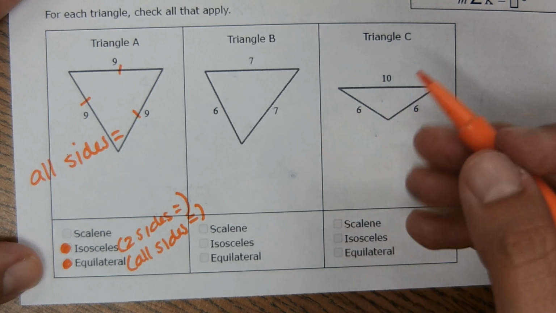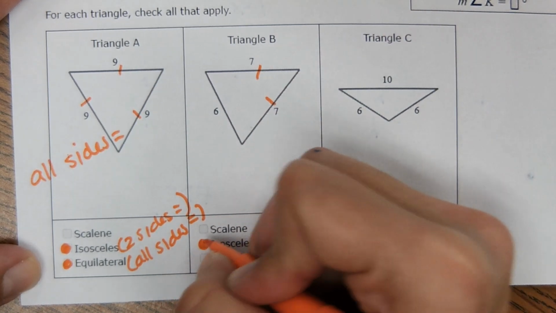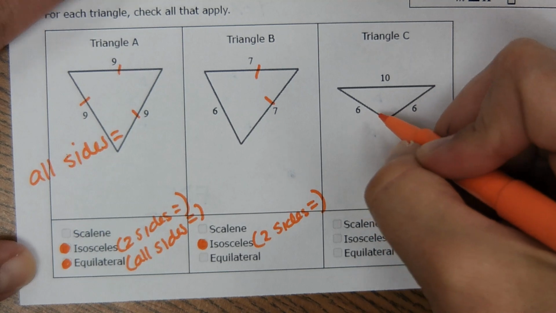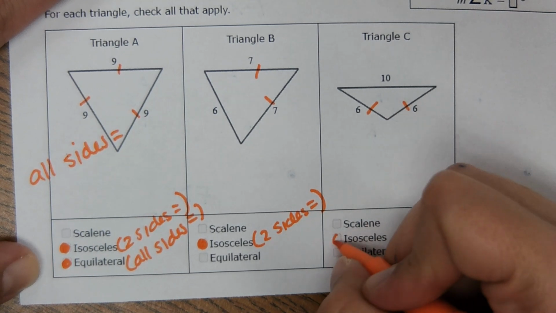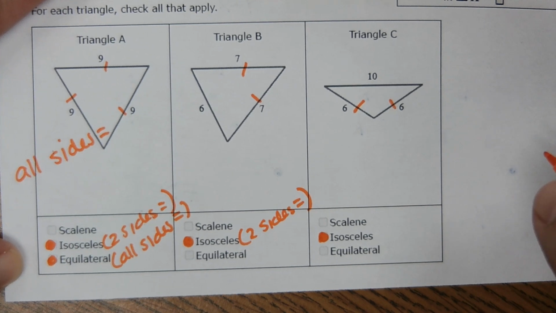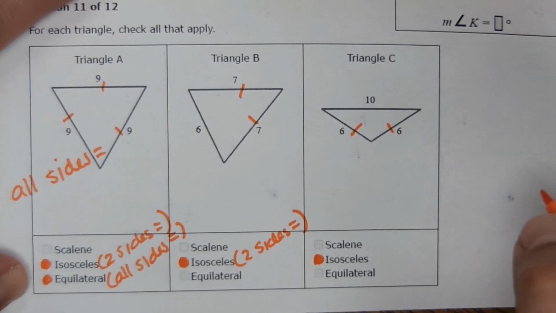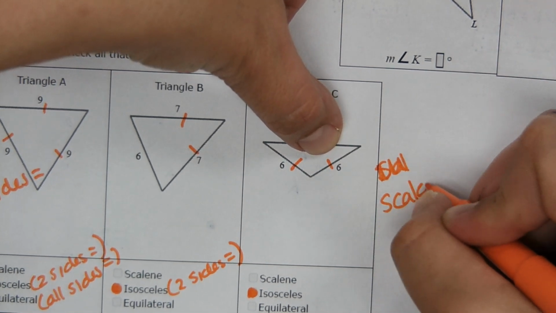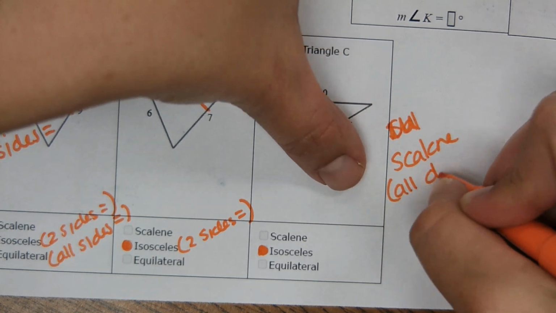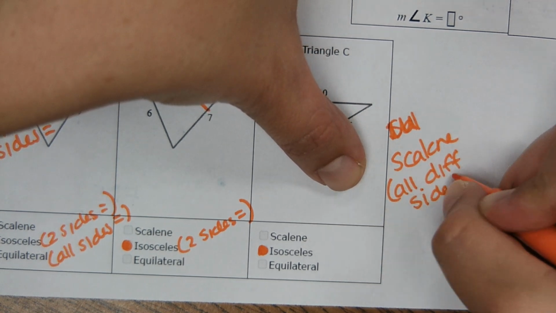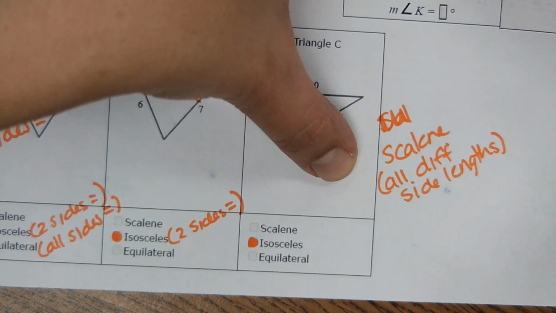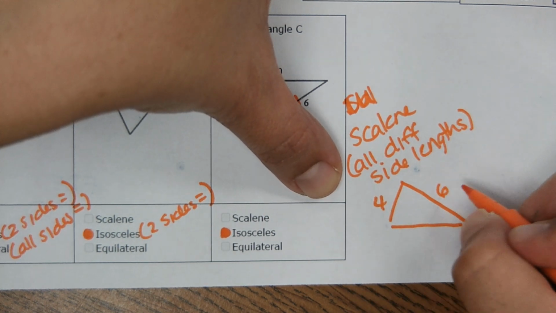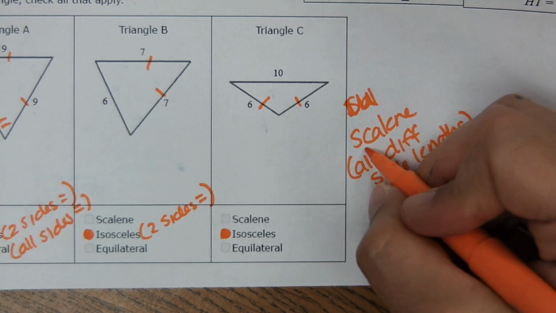And then for triangle B, we have two sides in common. That is isosceles, two sides equal. For C, two sides equal, isosceles again. And then scalene, I know it's not in the example, but I want to go over it in case you get it on the test. So for scalene, scalene is all different side lengths. So scalene would be maybe something like 4, 6, and 7, all different side lengths would be scalene.